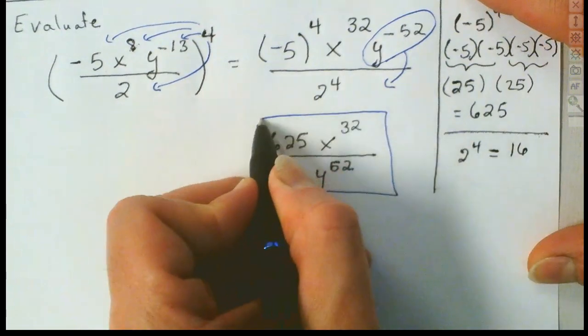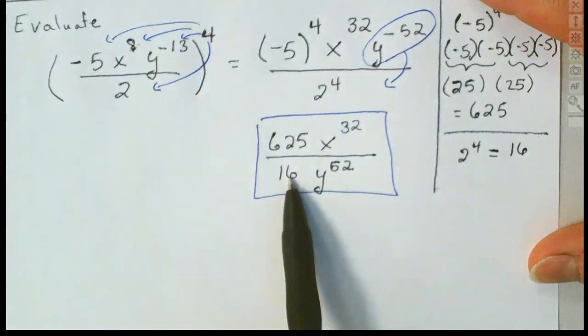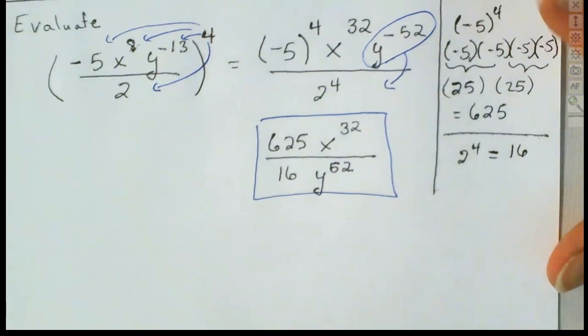Well, we look at everything. 625 and 16, do they have anything in common? No. X's and Y's cannot go together. Do we have any negative exponents? No. Okay, so that's how we know that we can stop.